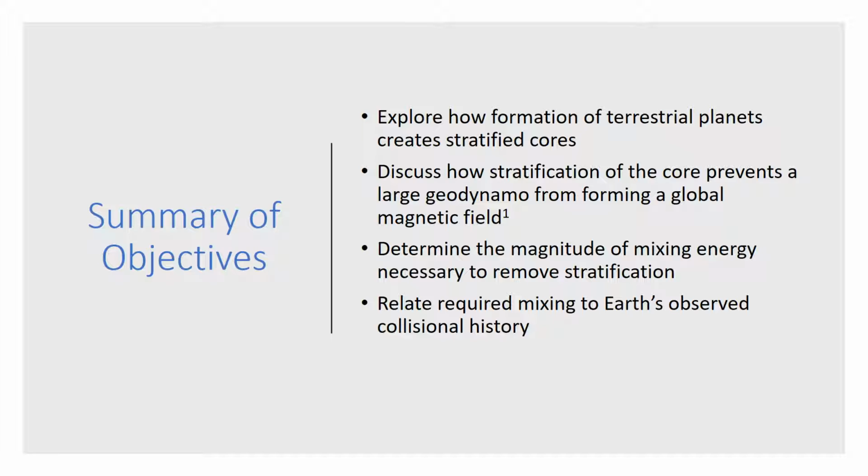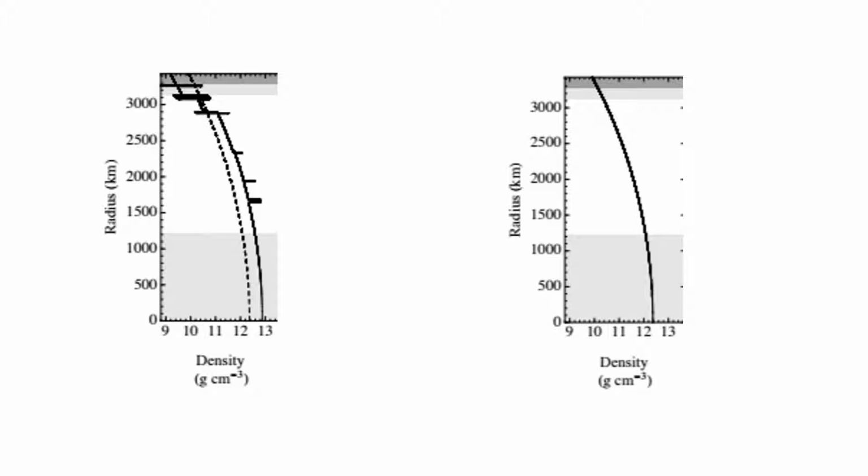Earth's magnetic field is created by a geodynamo, a self-sustaining layer of convecting conductive liquids. For this dynamo to exist, the core must have a sufficiently large convective zone, which is created by adding mixing energy through massive collisions. In short, we want to take a poorly mixed core, as shown on the left, and find out the steps required to make a core similar to the one observed on Earth, which is shown on the right.